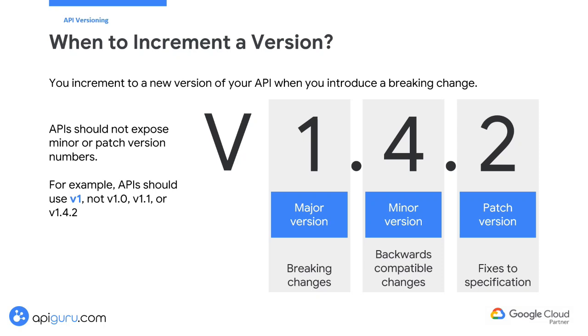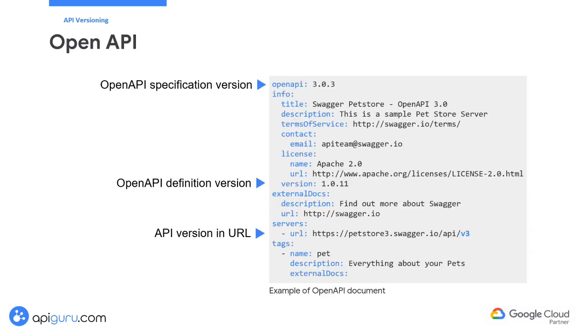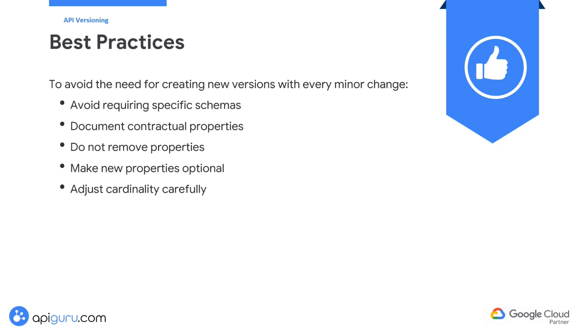From a user's perspective, major versions are updated in place and users receive new functionality without migration. This is an example of an OpenAPI definition with the API version in the URL. The API version is distinct from the version of the OpenAPI specification and the OpenAPI definition. It refers to the version of the implemented API. To minimize the need for creating new versions with every minor change, consider the following guidelines. Avoid mandating specific schemas for data input or promising fixed schemas for output. This flexibility can help reduce frequent version changes.